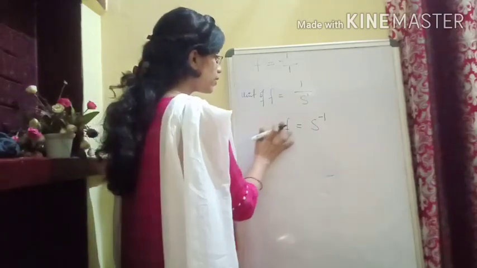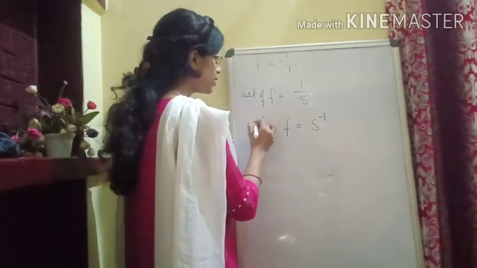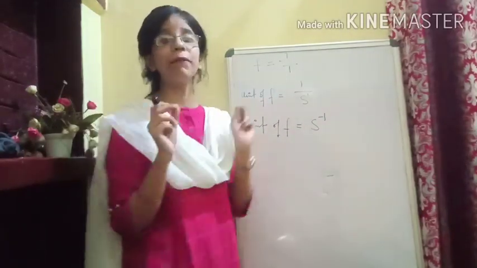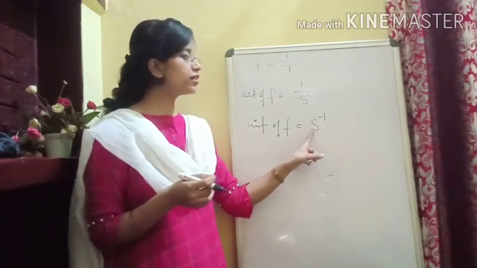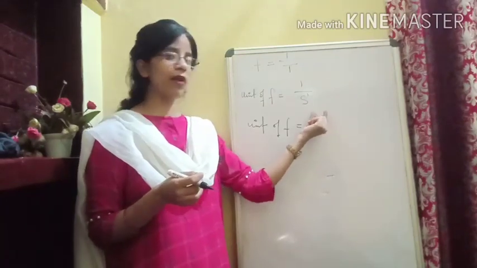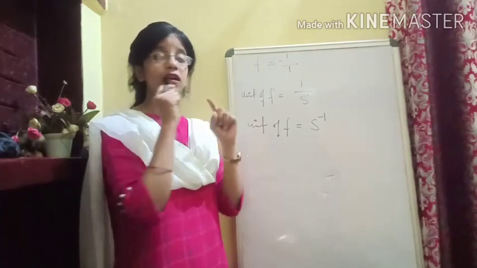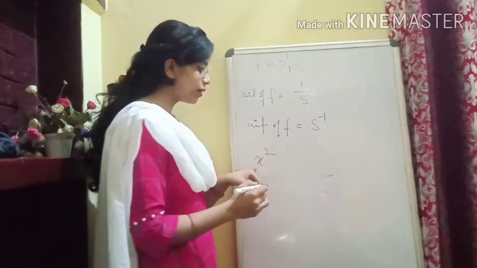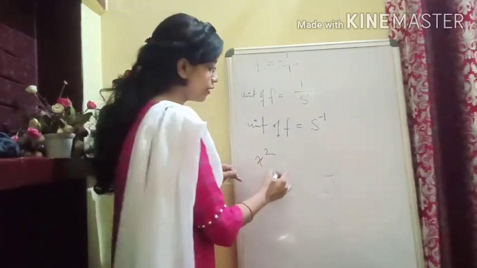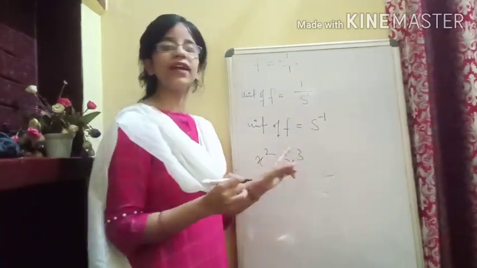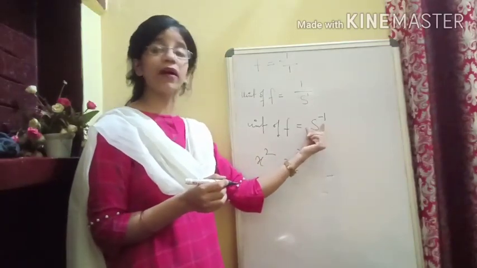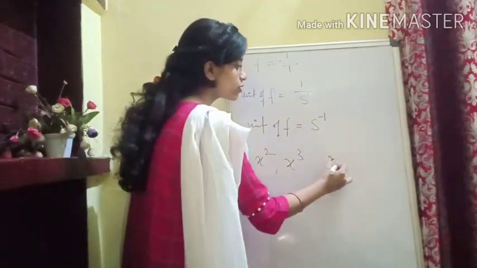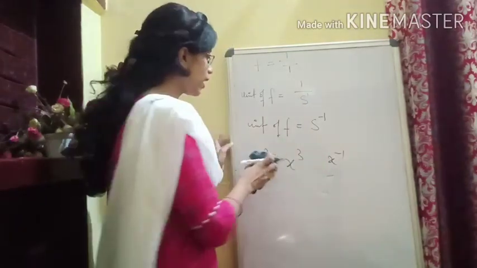So you can say that the unit of frequency is s to the power minus 1, or specifically you can call it s inverse. When there is a power minus 1, we call it inverse, as anything to the power 2 you call square. If I write x to the power 2, you call it x square. If I write x to the power 3, we call it x cube. Likewise, this minus 1 power we call inverse. If I write x to the power minus 1, you can call it x inverse.